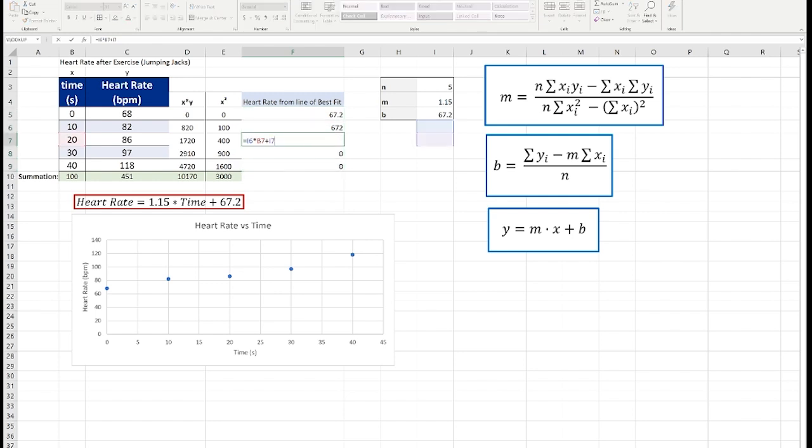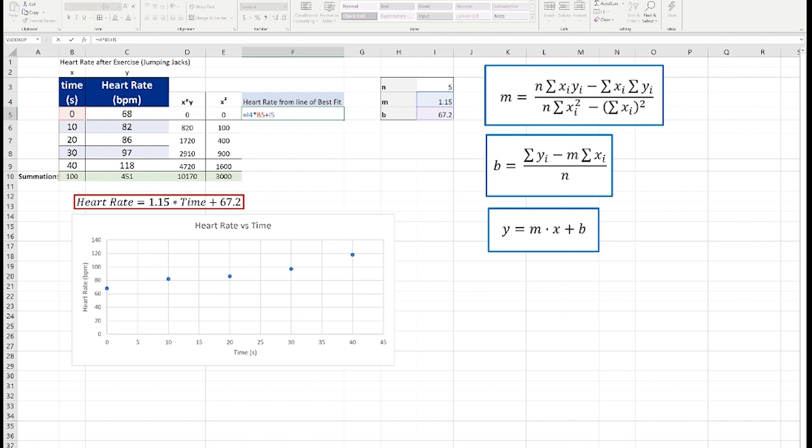If I click in, I can see that my slope and my y-intercept move down relative to the formula, and I know that I need to do some absolute referencing here in order to get the values that I actually need to calculate. So I'm going to go back into my formula. I want my slope and my b to always stay the same. So I'm going to put dollar signs around the column and the row.